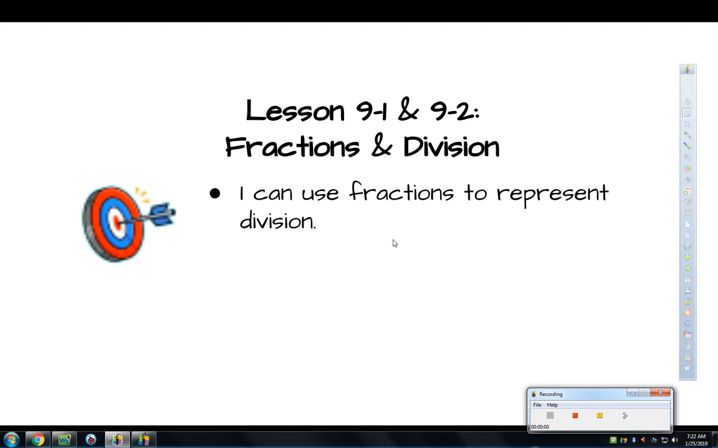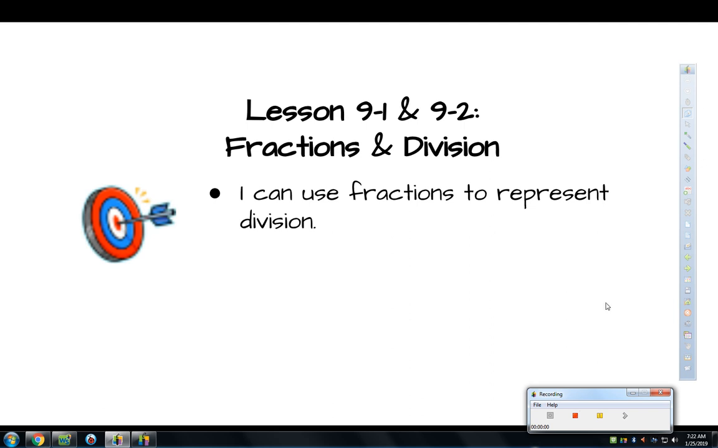Starting off topic 9 here, and we're going to be taking fractions and really talking about them as division problems and vice versa. This is something we've talked about a little bit as far as taking improper fractions and making them into mixed numbers, that fractions and divisions are very closely represented.